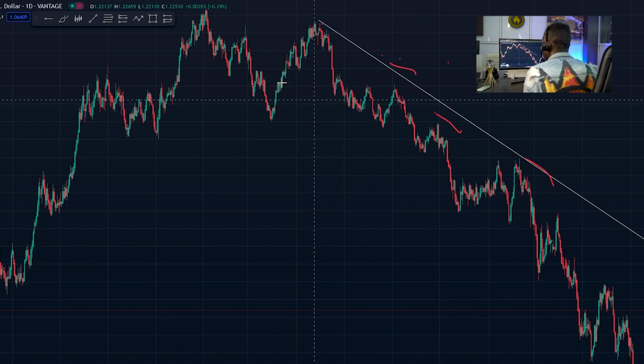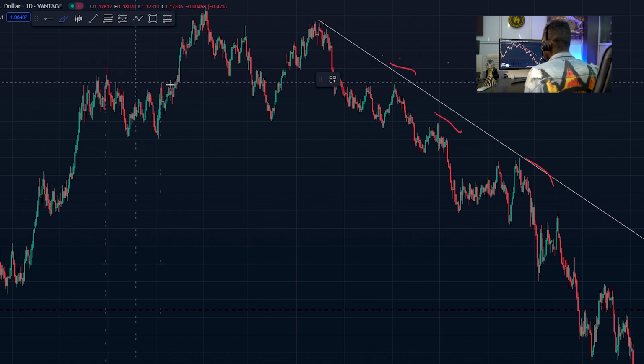Now let's also look at the lows. Remember I said the lower part of the candlestick makes up the lows.